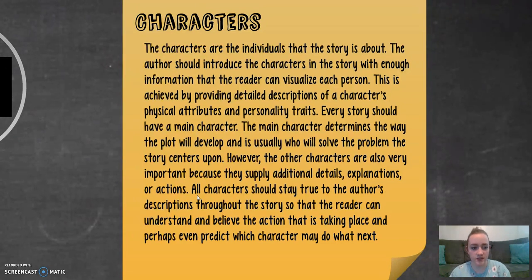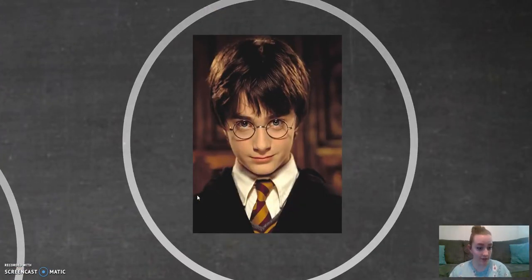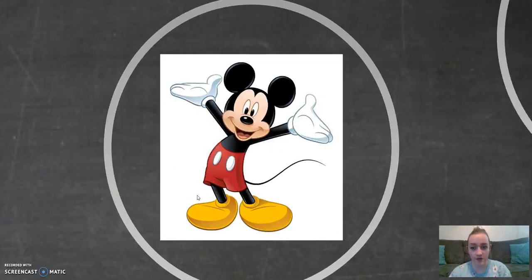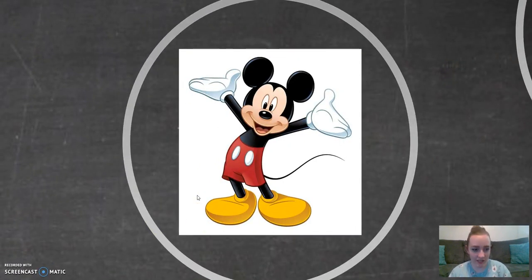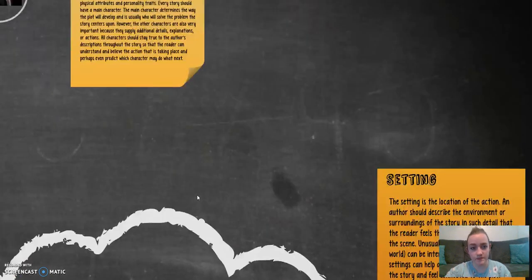So here are some characters that you might recognize. Harry Potter, we all know that one. A very popular character. We've got Mickey Mouse, classic cartoon, and Katniss Everdeen from Hunger Games. Those are just a few characters. Those are all main characters. But we also have side characters. We have villains. All of those are characters.